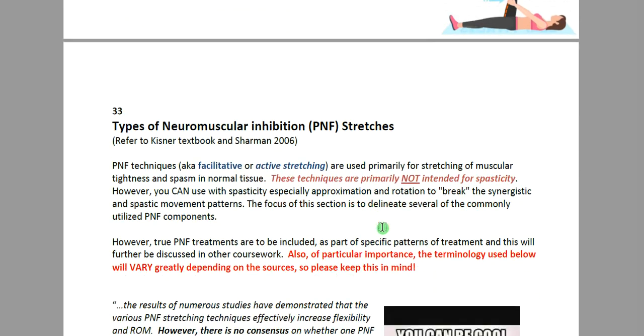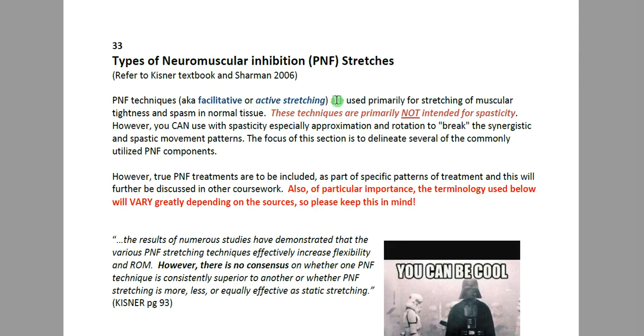So with this, you could see that there are some other terms for this. Active stretching or facilitative stretching are some nomenclatures that are used. I do want to point out that these techniques are not intended for spasticity. So if there's abnormal firing due to tone or tonicity within the nervous system, that is not one of the intentions for using these neuromuscular inhibition techniques. The terminology is going to vary greatly, so that's something to point out.